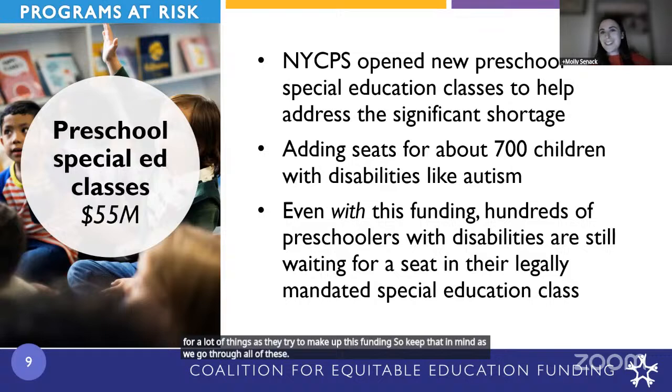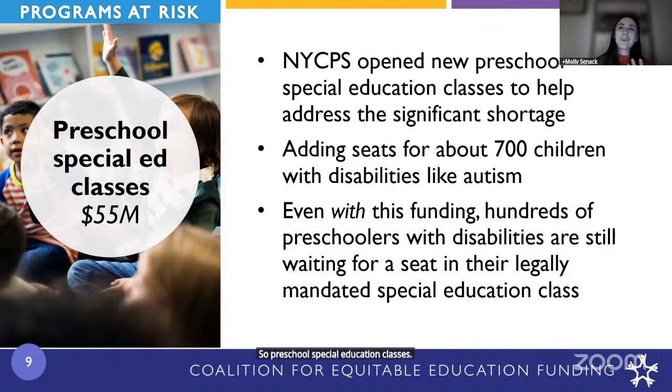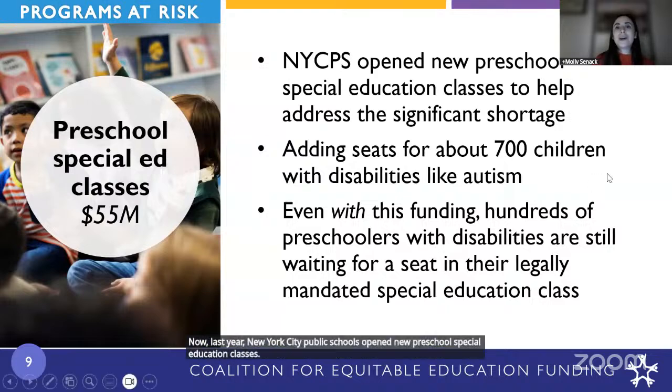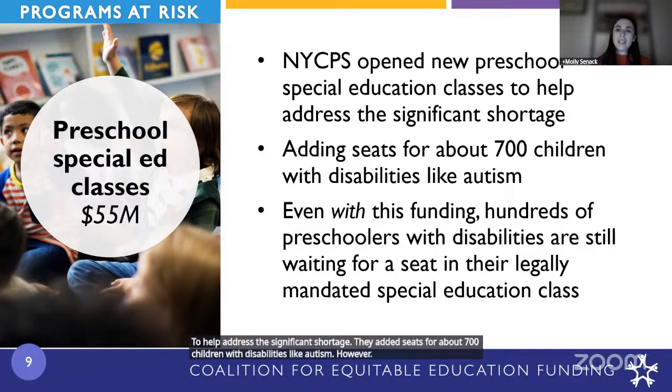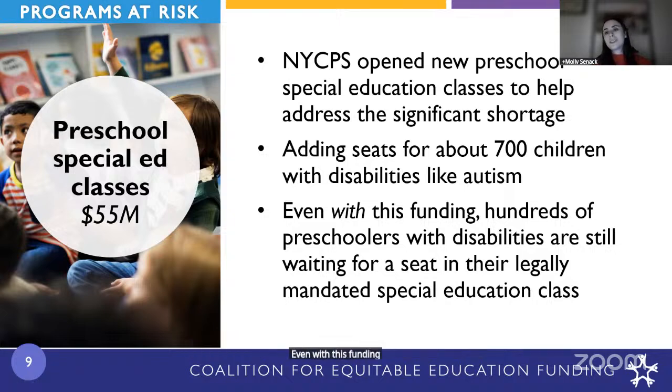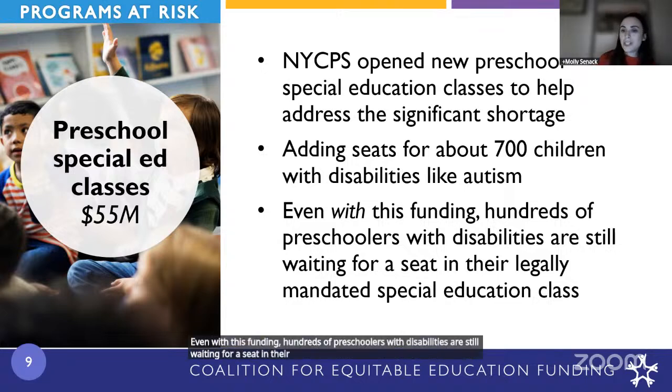So preschool special education classes. We are at risk of losing $55 million come the end of this year. Now, last year, New York City Public Schools opened new preschool special education classes to help address the significant shortage. They added seats for about 700 children with disabilities like autism. However, even with this funding, hundreds of preschoolers with disabilities are still waiting for a seat in their legally mandated special education class.